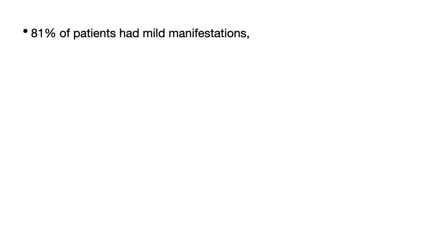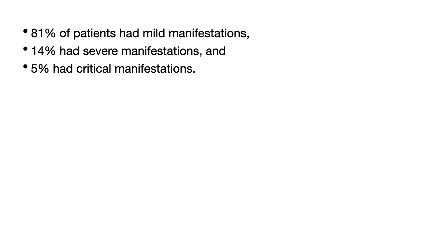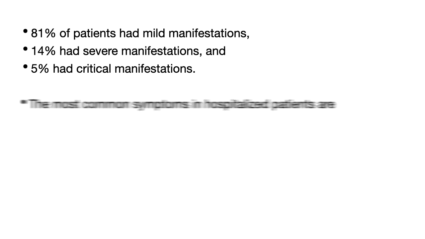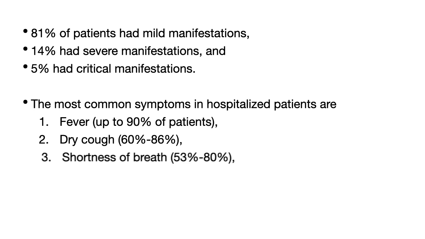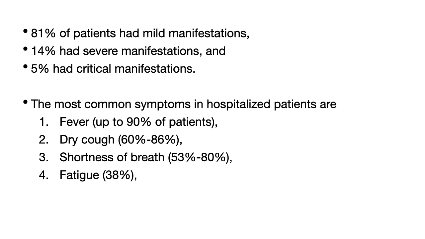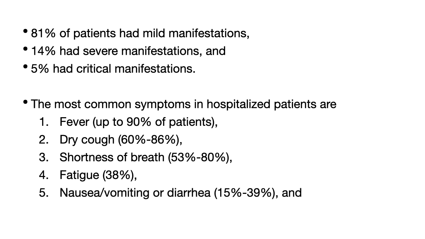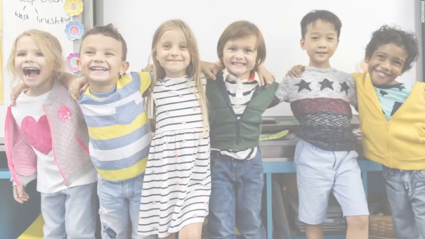81% of the patients usually have mild symptoms, 14% have severe manifestations, and 5% require ICU backup. The most common symptoms in hospitalized patients are: 90% of the patients have fever, 60 to 80% have dry cough, 50 to 80% have shortness of breath, 40% have fatigue, and nausea, vomiting, or GI symptoms are there in 20 to 40%. Myalgia is seen in 15 to 44%.